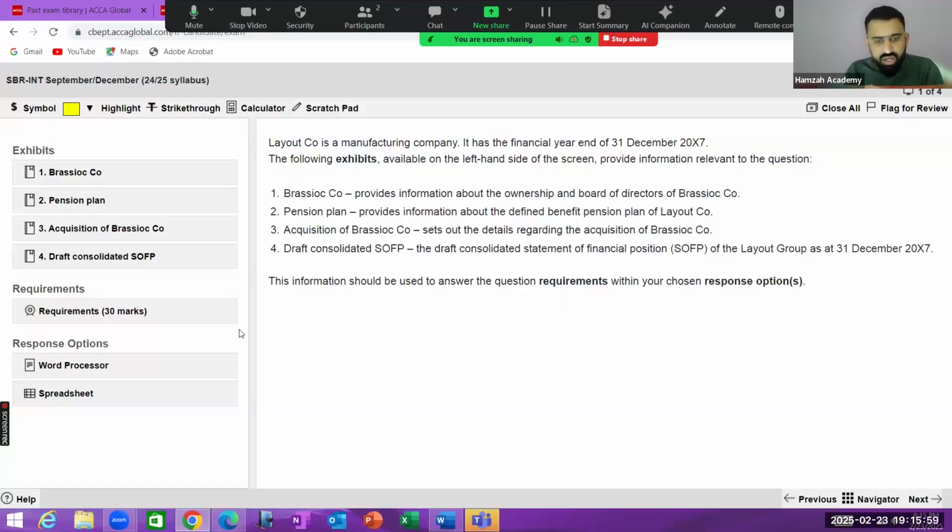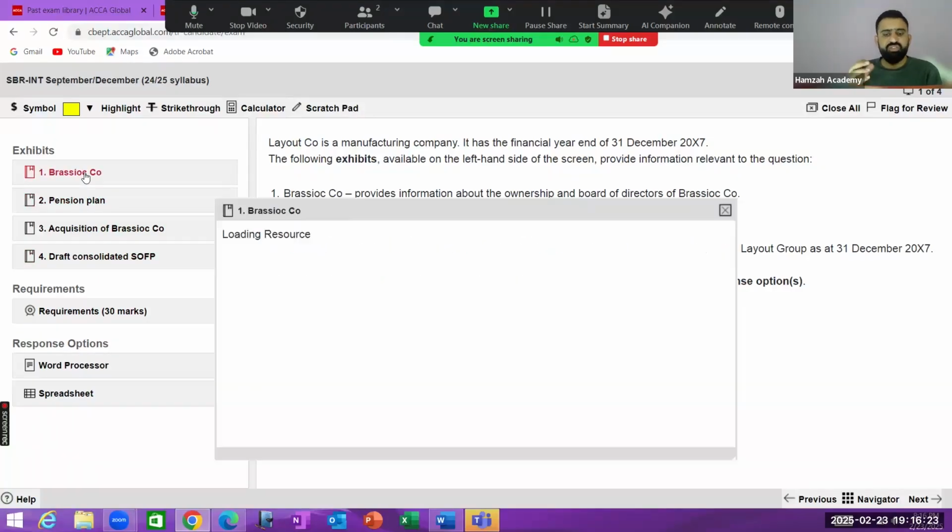This is question number 1. As I told you, in question number 1 you have 30 marks, and that question will consist of group accounts and any accounting issue specifically relating to a parent company. Now, on the left side of your screen, you have exhibits. Exhibits, you can say, are the parts of the question.